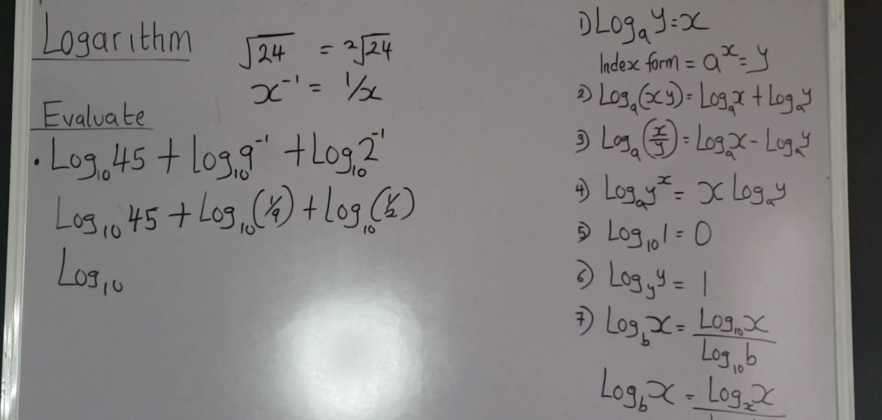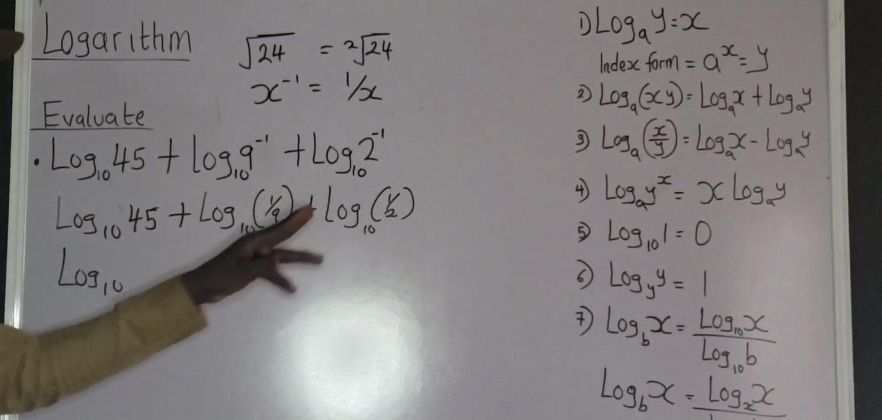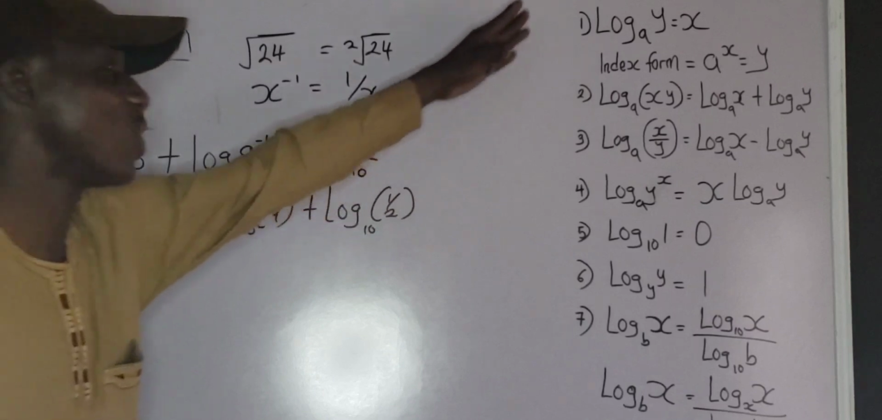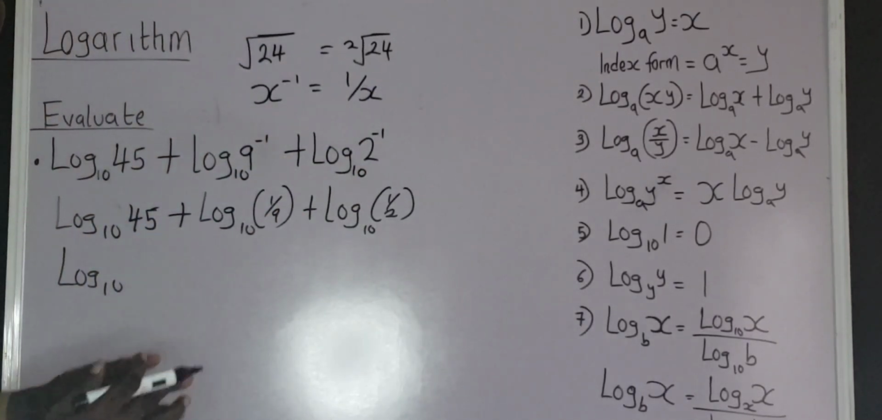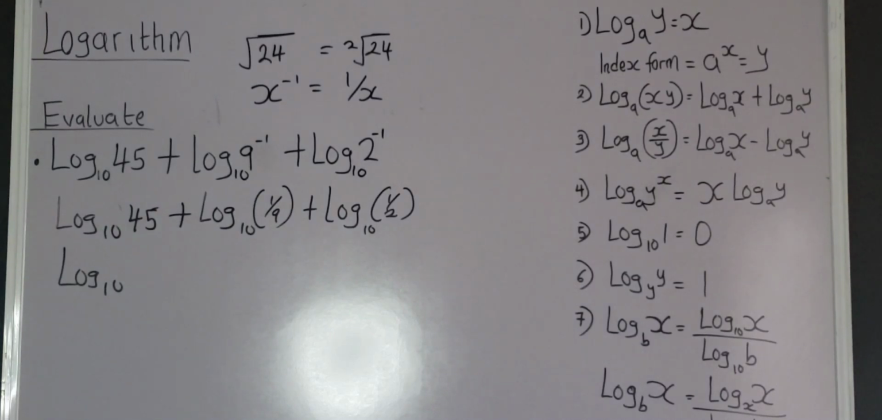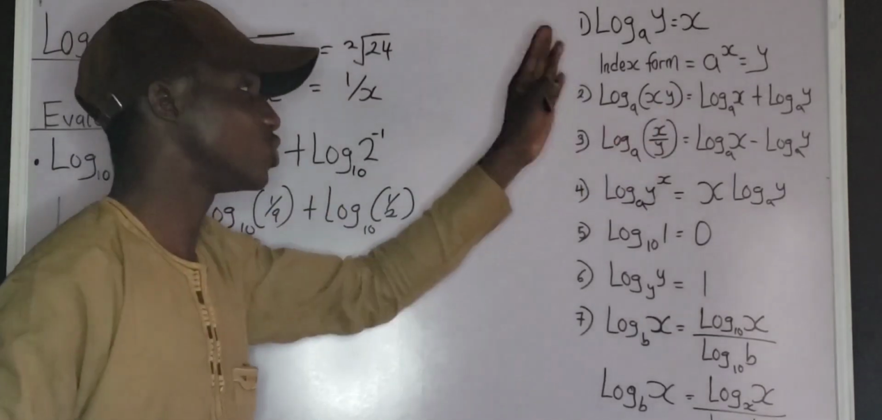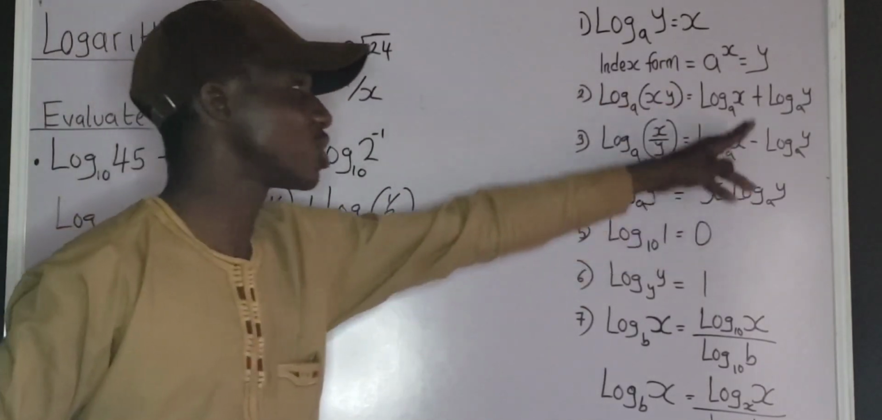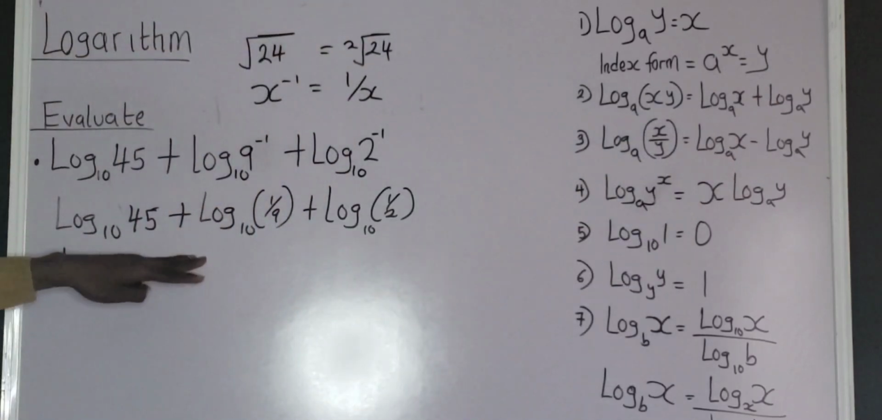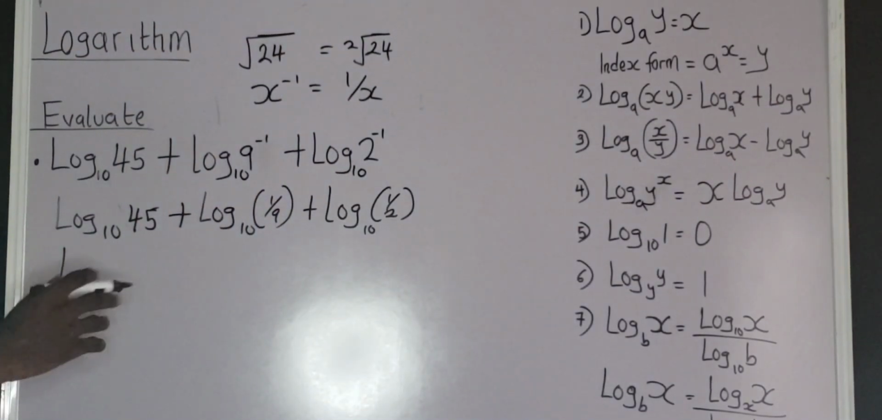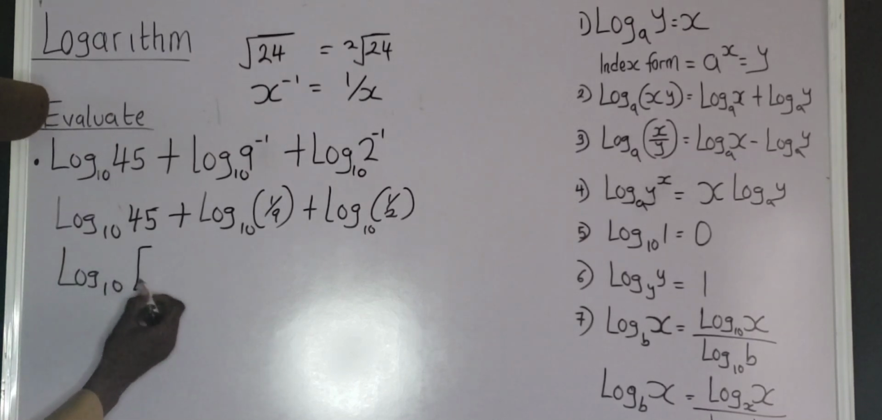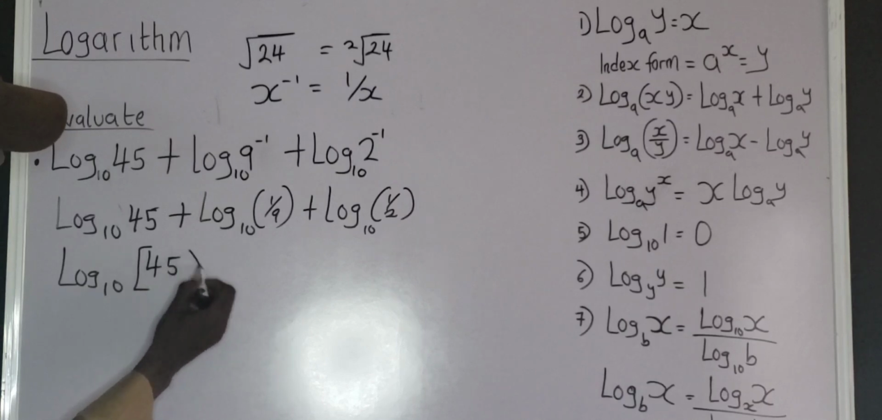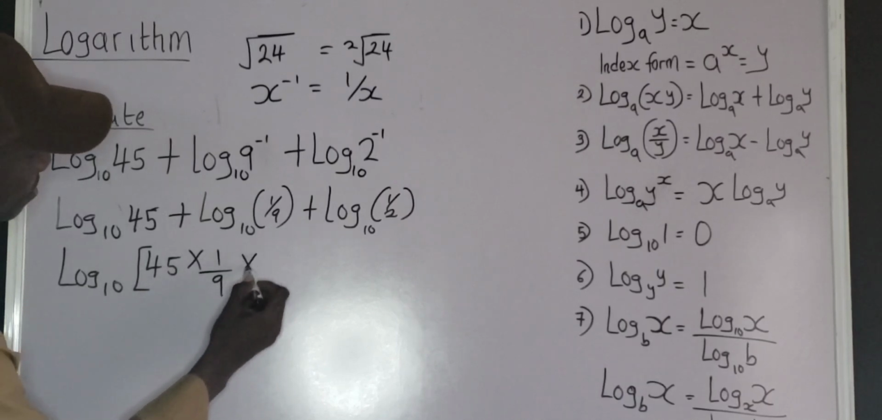Now, let me start by asking you this question. Don't forget that among the laws that we are given, one law states that the log of a product is the sum of the logs. That means the sum of the logs is the log of a product. Now, which of these laws are we going to use? We are going to use the second law because we have an addition sign, and all these logs have an addition sign. So we are going to take the product of every one of them. For this, I'm going to have log 45 times 1 over 9 multiplied by 1 over 2.